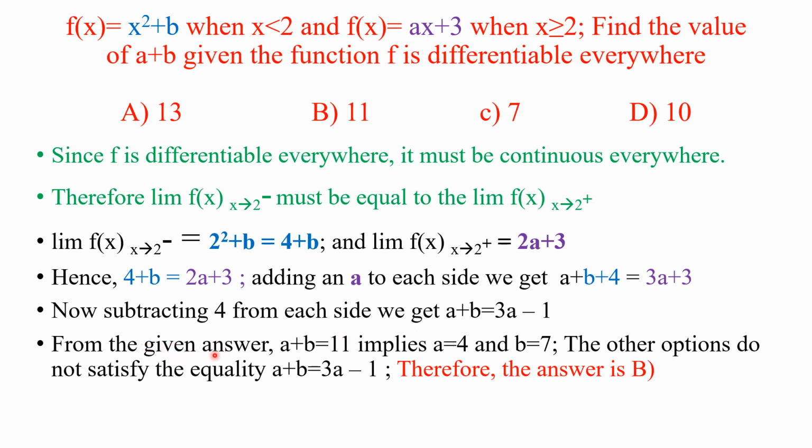from the given answers, a plus b equal to 11 implies a equals 4 and b equals 7. The other options do not satisfy the equation a plus b equals 3a minus 1. Therefore, the answer is B. That's it for this problem. Let's go ahead to the next.